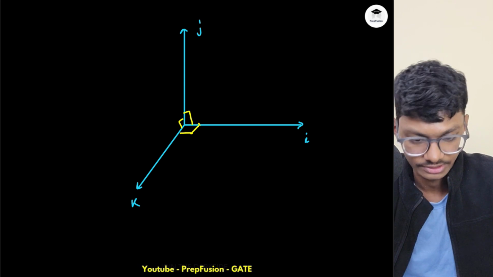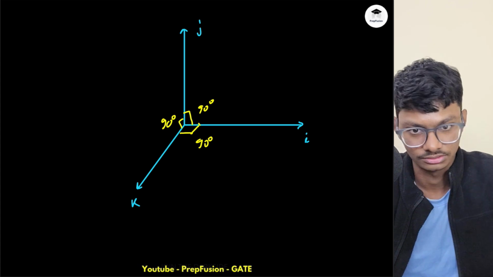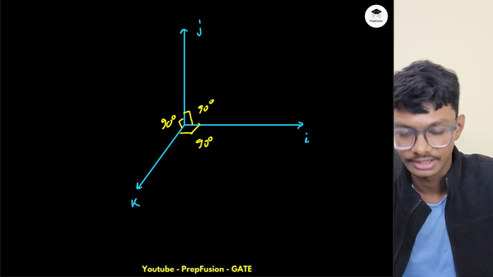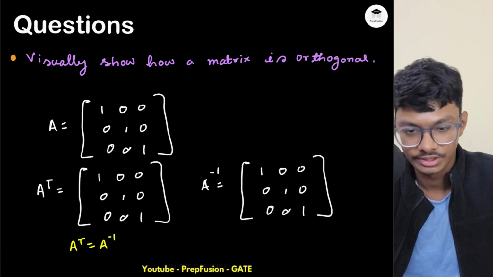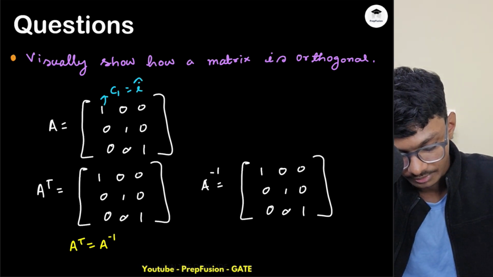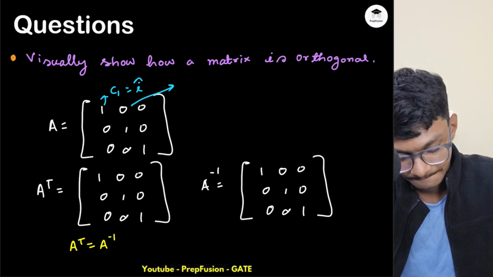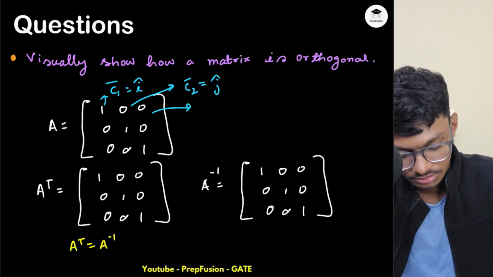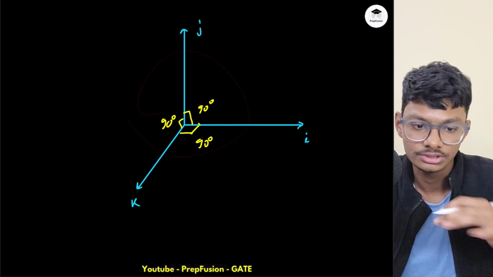We will obviously study basis vectors later. For now, understand that they are 90 degrees apart. These are simple 3D axes, and you already know that the axes are 90 degrees apart, in the I cap, J cap, K cap directions. Now what is my C1? My C1 in this case is only I cap, because 1 into I cap plus 0 into J cap plus 0 into K cap. My C2 vector is J cap simply, and my C3 vector is K cap simply.